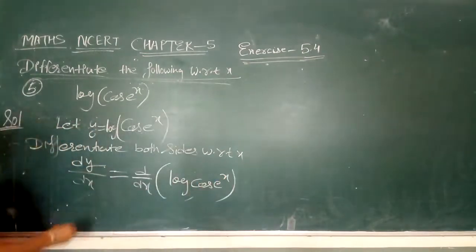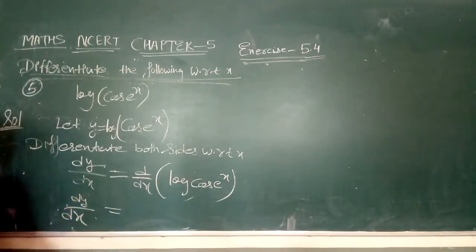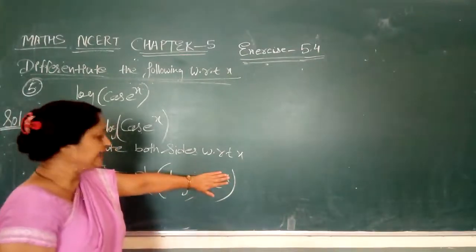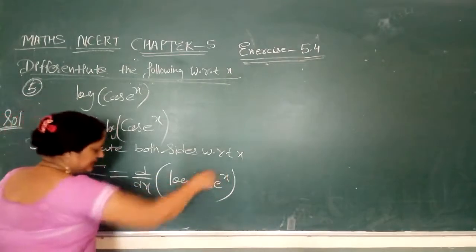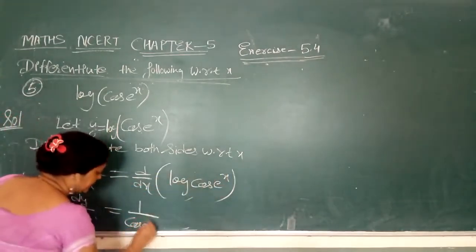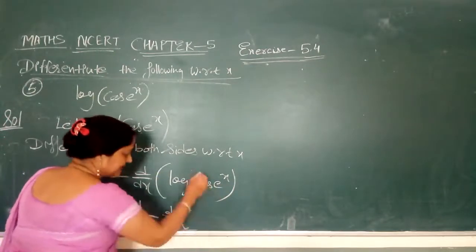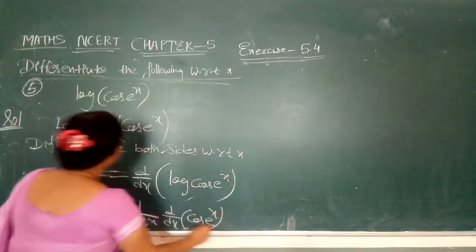Now here dy upon dx is as it is. What is the derivative of log x? Let it be x. So the derivative of log x is 1 by x. What is x here? That is cos e raised to power x. Again the derivative of x. So what is x here? This term is x. It will come cos e raised to power x.